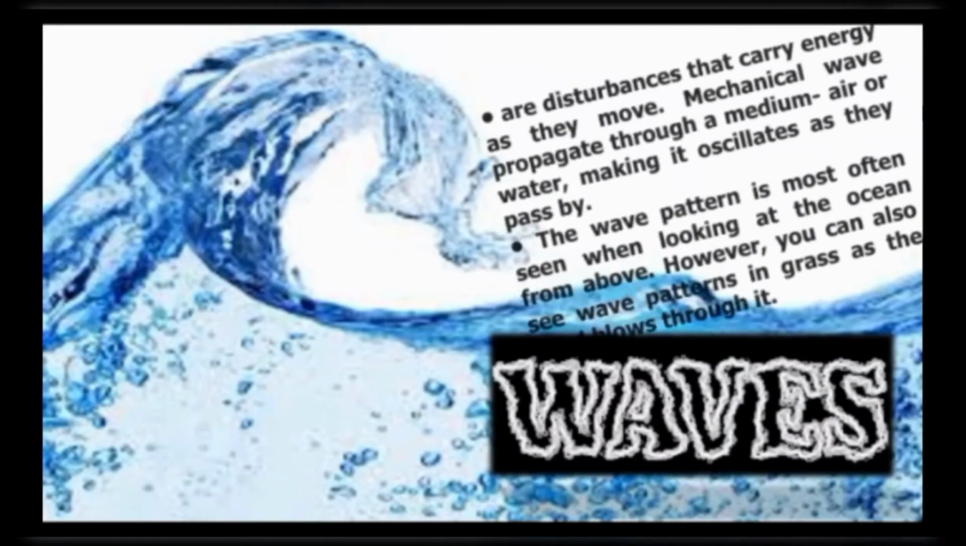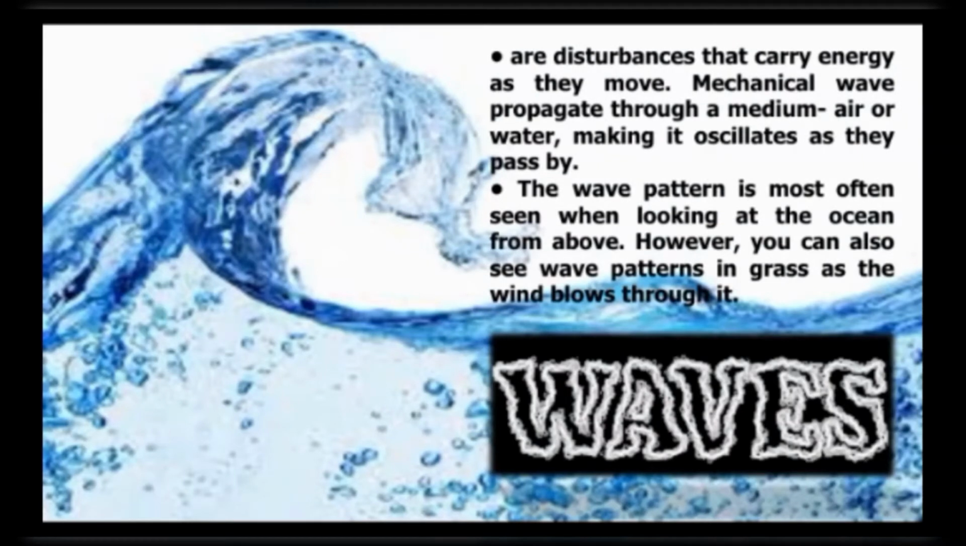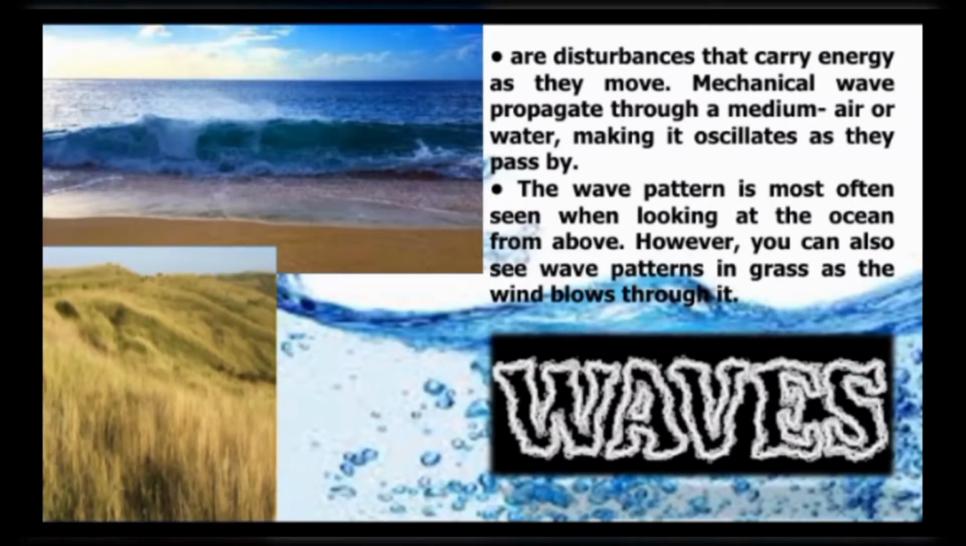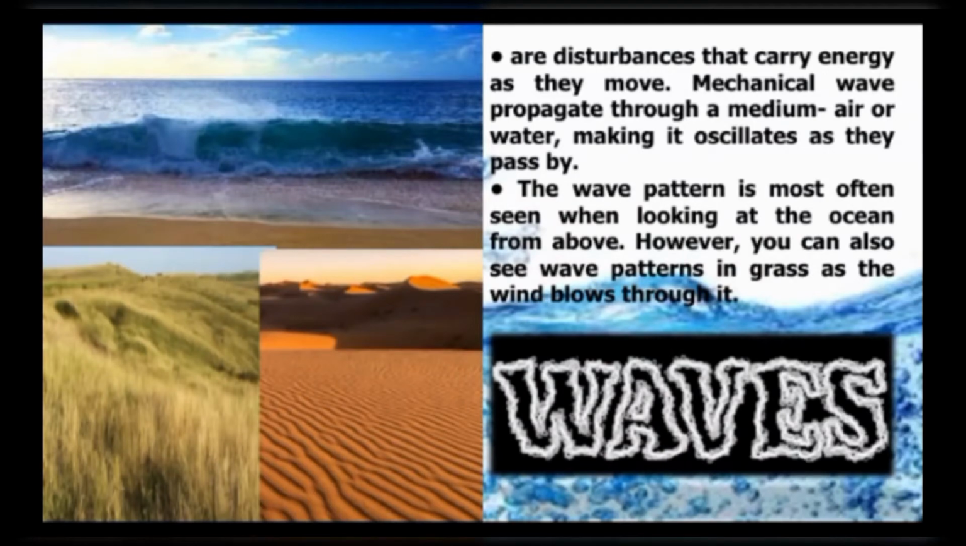Waves. Waves are disturbances that carry energy as they move. Mechanical waves propagate through a medium, air or water, making it oscillate as they pass by. The wave pattern is most often seen when looking at the ocean from above. However, you can also see wave patterns in grass as the wind blows through it. Even sand makes a wave pattern through the action of waves and wind.